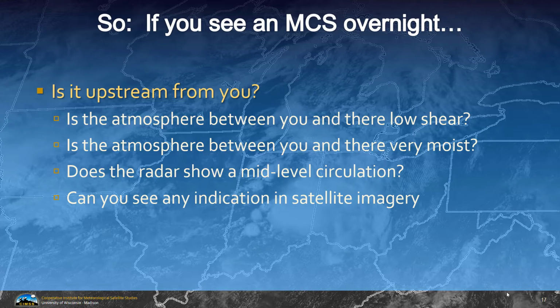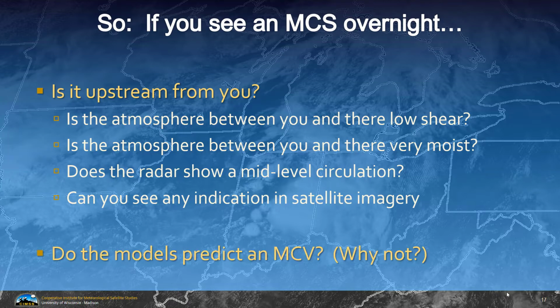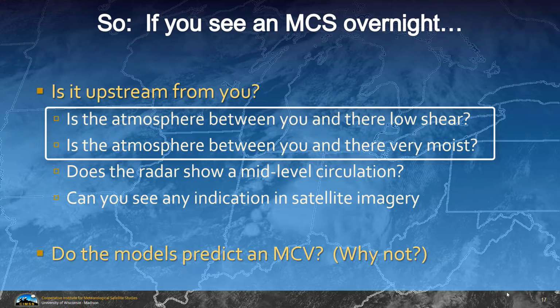If you see an MCS overnight and it's upstream of you, what should you be asking yourself? Is the atmosphere between you and there, where you see the MCS, low in shear? Is the atmosphere between you and there very moist? Does the radar show a mid-level circulation in that MCS? Can you see any indication in the satellite imagery that maybe an MCV is emerging as the cirrus canopy erodes in the morning? If you're answering yes to most of those questions, you have to ask yourself, does the model predict an MCV? Because it certainly looks like the conditions that support an MCV are present.